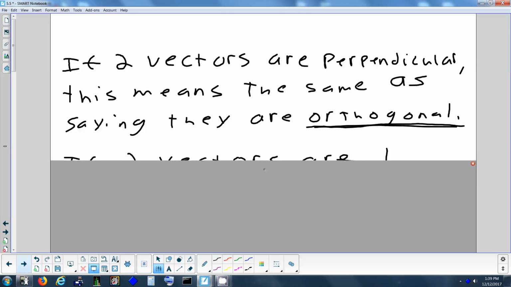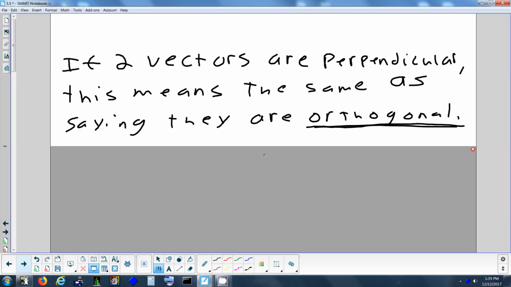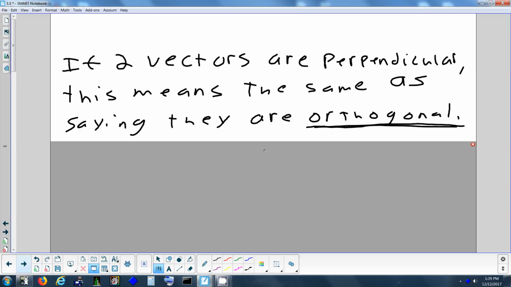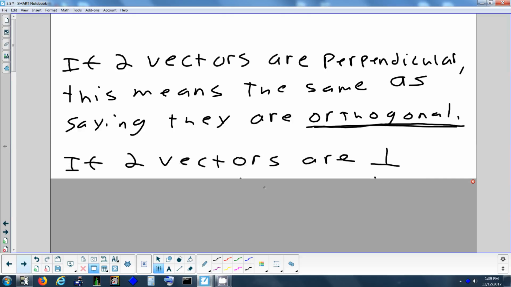Wait, how do you say it again? Orthogonal. Orthogonal. Yeah, I feel like I just put the emphasis on the wrong syllable.